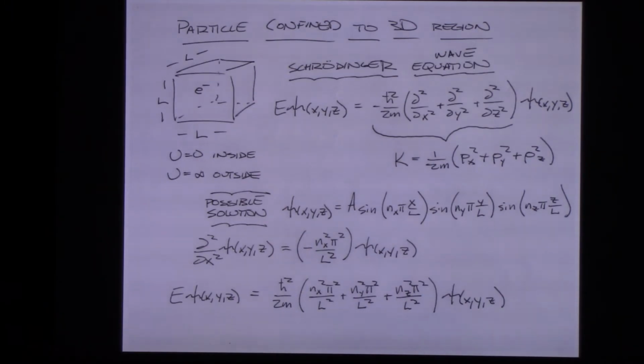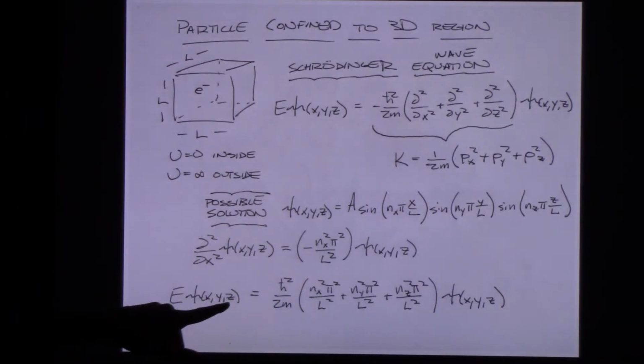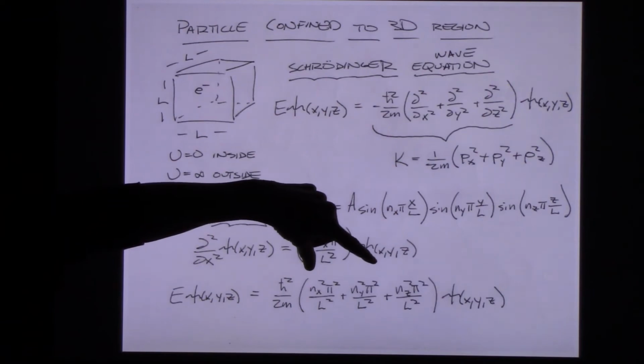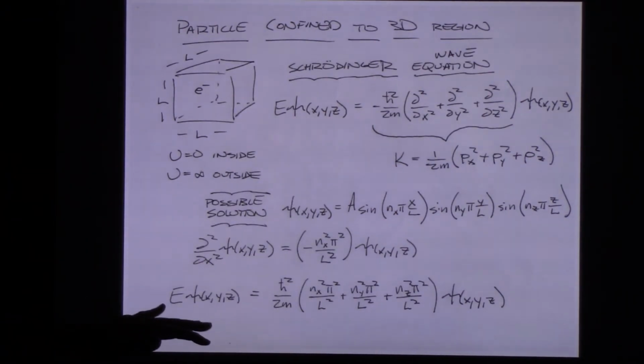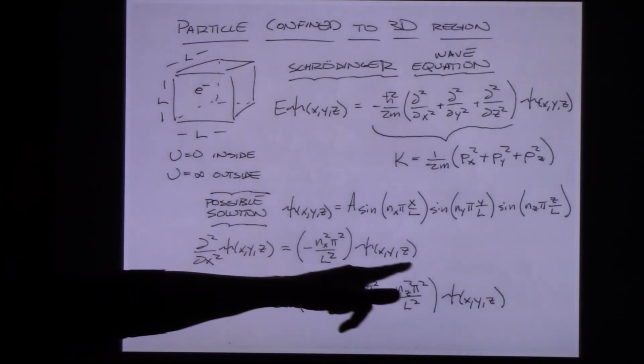So it looks like it worked. The wave function here matches the wave function here, and that tells me that this is an eigenstate. It's a quantum state, and the energy of that quantum state is given by that entire expression.